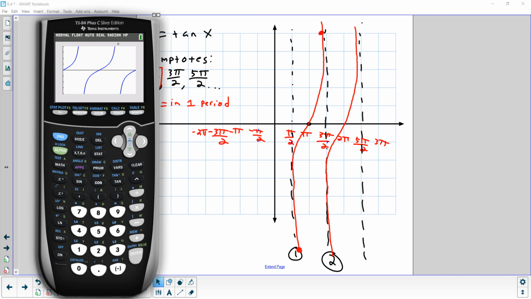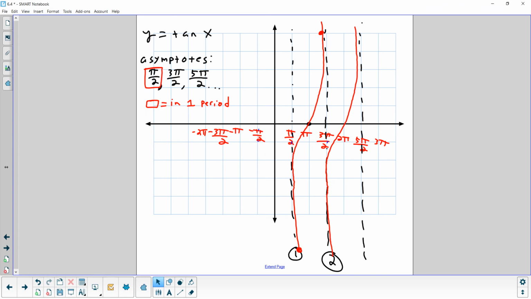If they don't say which 2 cycles to show, you can show any 2 cycles you want. Right? If I zoom out, there's infinitely many cycles. Pick 2 of them that you want to show. I showed you guys these 2 on the right. All right. So any questions on that?